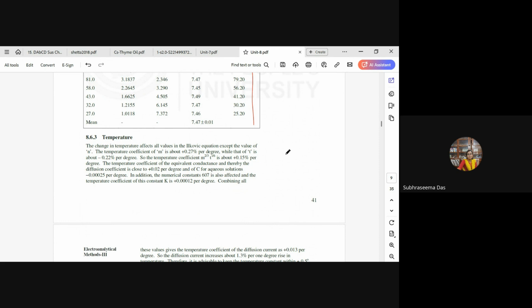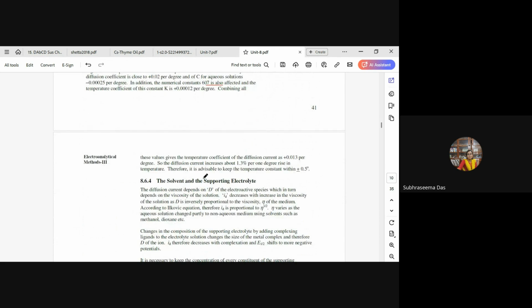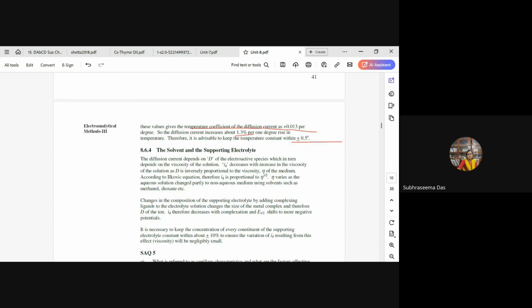The temperature coefficient also applies to the diffusion coefficient, and the numerical constant present in the Ilkovic equation, that is 607, is also influenced by this temperature coefficient. So combining all the values, it has been shown that the temperature coefficient of diffusion current is plus 1.3 percent per degree. So the diffusion current increases 1.3% per 1 degree rise in temperature. Hence, it is always advised to keep the temperature constant within plus or minus 0.5 degree.